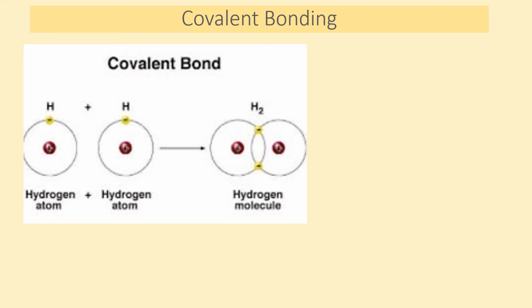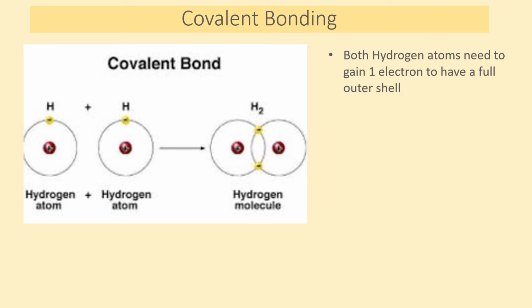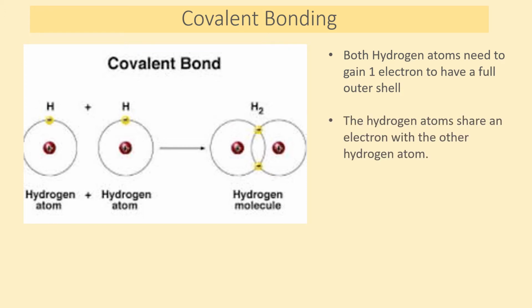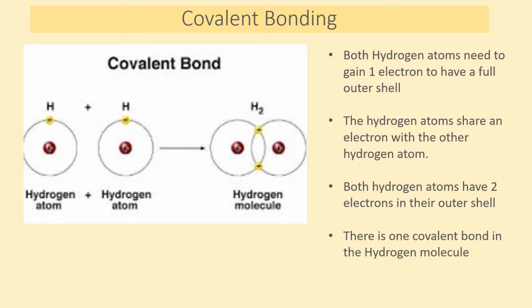We've got hydrogen. We can see that it is bonding to make a hydrogen molecule. So both hydrogens need to gain one electron to have a full shell. They're only filling up that first shell, so they only need two electrons in there. So they need one more each, and they share an electron with the other hydrogen atom. Both hydrogen atoms now have two electrons in their outer shell. We can see them on here: 1, 2, both being shared. That means we've got one covalent bond in a hydrogen molecule because we've got one pair of shared electrons.